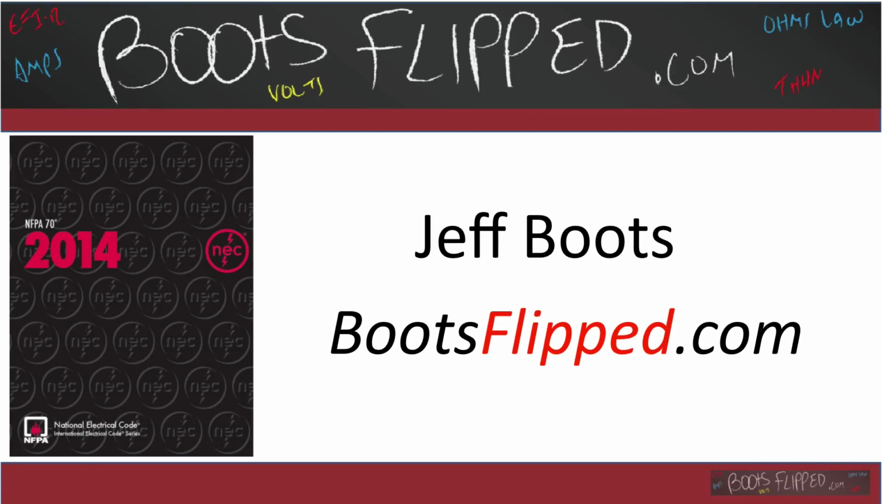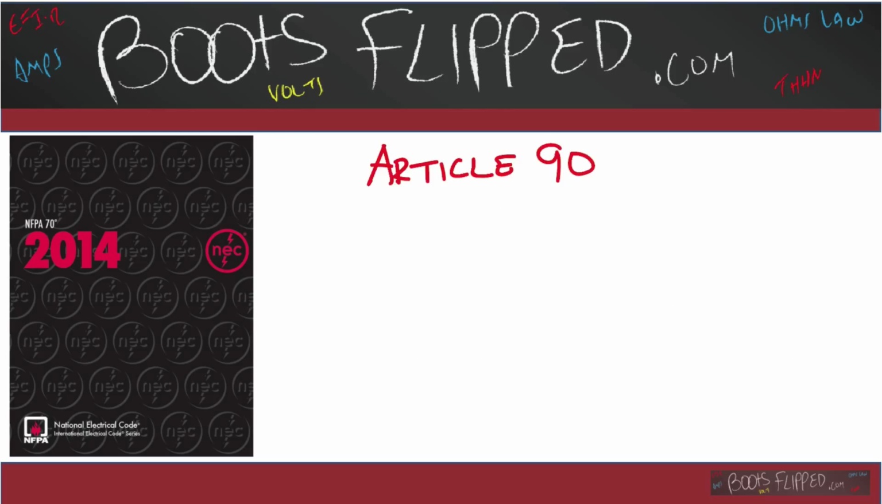I want to make a short video on how the code book is laid out. So let's get started. First of all, Article 90 is the first one in the code book, and what it does is it lets us know the purpose of the code. It also talks about the AHJ, or the authority having jurisdiction, which would be, for most of us, the inspector, and kind of lets us know what he can do and what his rights are.